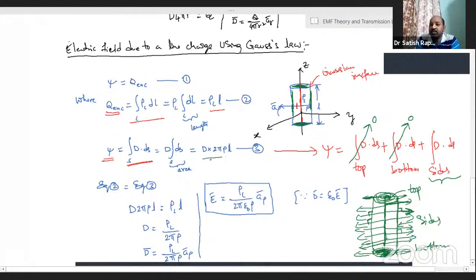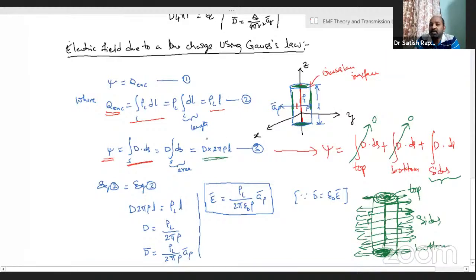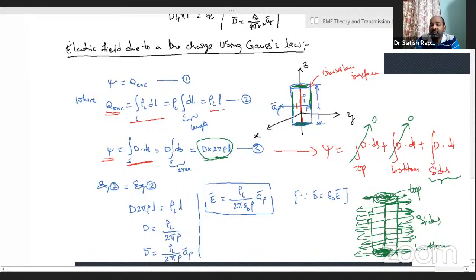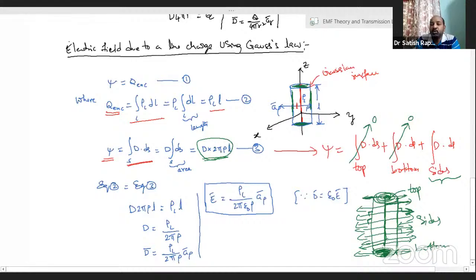So the integral D dot dS over the sides, you will get D into 2 pi rho L, right? So equating equation 2 and 3 and simplifying for the electric field, you will get this expression. This is nothing but the electric field due to a line charge, right? So this is how we can determine the electric field using Gauss law, right?